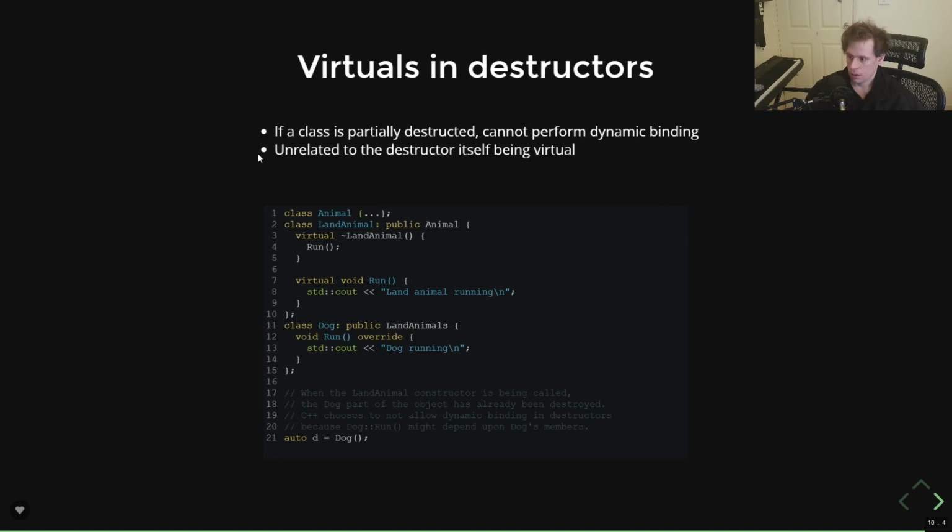But last point on this topic is if a class is partially destructed, then we can't perform dynamic binding. And this is unrelated to whether the destructor itself is virtual.